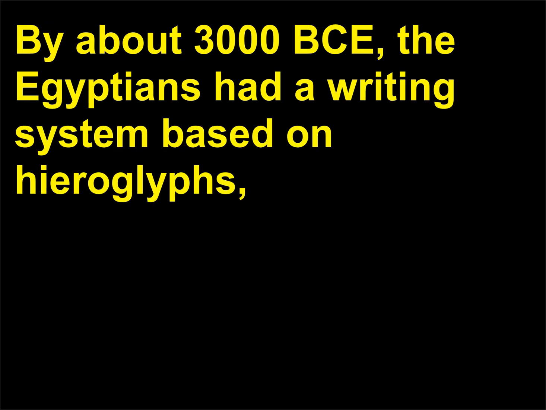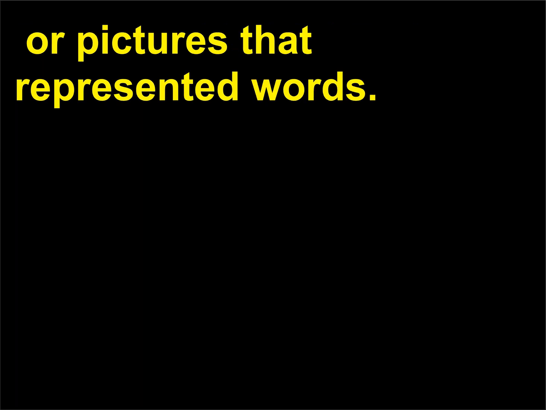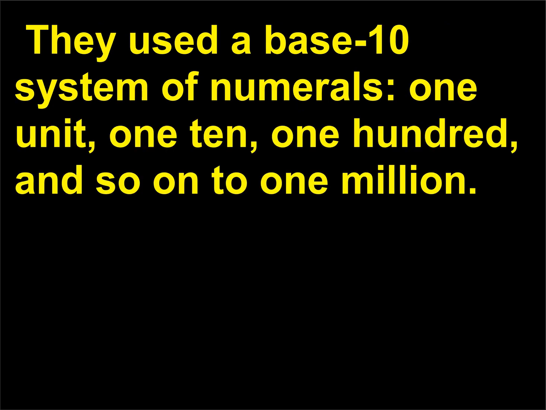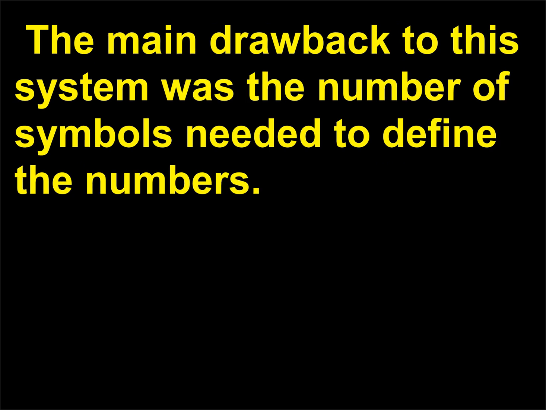By about 3000 BCE, the Egyptians had a writing system based on hieroglyphs, or pictures that represented words. Their numerals were also based on hieroglyphs. They used a base 10 system of numerals: 1 unit, 10, 100, and so on to 1 million. The main drawback to the system was the number of symbols needed to define the numbers.